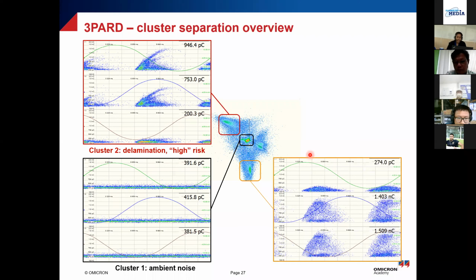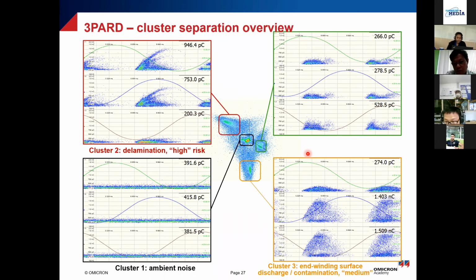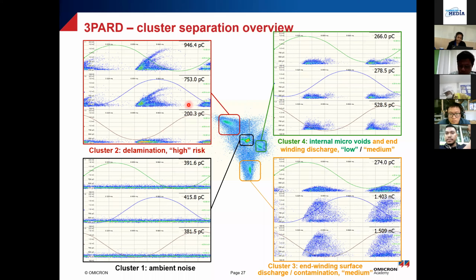This one looks like an N-winding surface discharge and medium risk. And this one is a combination of microvoids and maybe a little bit of N-winding discharge, so low to medium risk. So here you can now see very clearly that there is a pattern which indicates delamination, and it is of high risk. Just from seeing the first picture, you wouldn't be able to tell that.